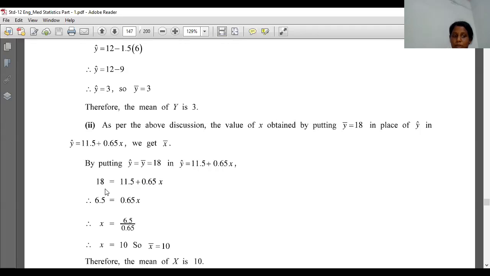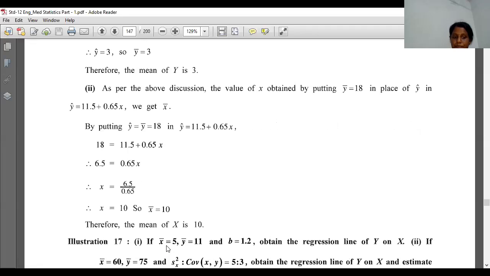Now this 11.5 we will minus with 18.5. So 11.5 will go here. So 18 minus 11.5 is 6.5. That is equal to 0.65x. So x, cross multiplication, value of x is equal to 6.5 divided by 0.65. So that is x is 10. Therefore, x bar is 10.